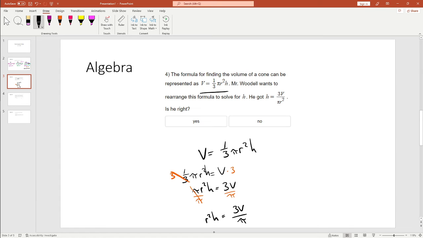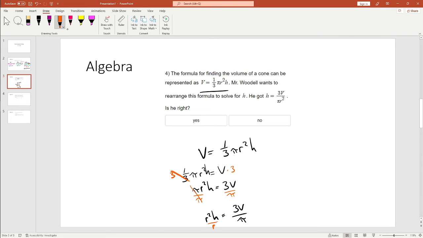I'm not done, right? I still have r squared here, so just kind of what we were doing before. If I'm multiplying by r squared, let's divide by r squared. So let's divide this by r squared, and I get my final expression for h equals 3V over pi r squared, which looks like what I wrote, so I guess I was right.